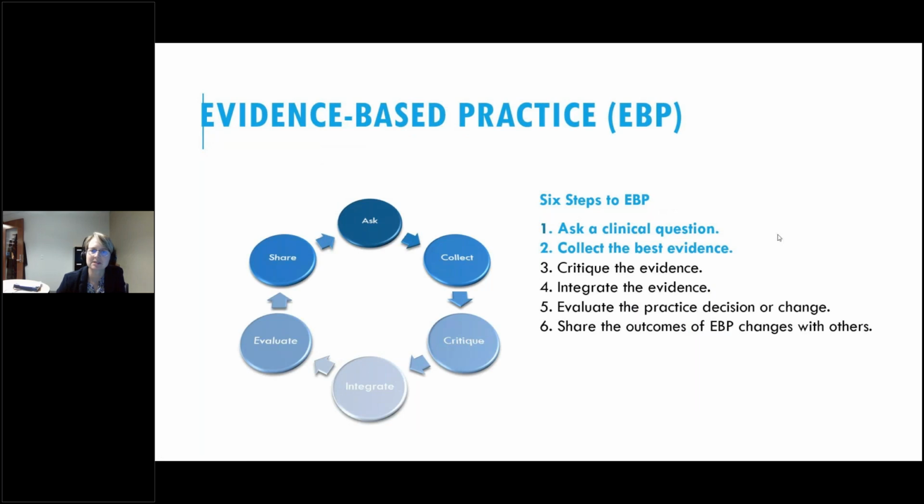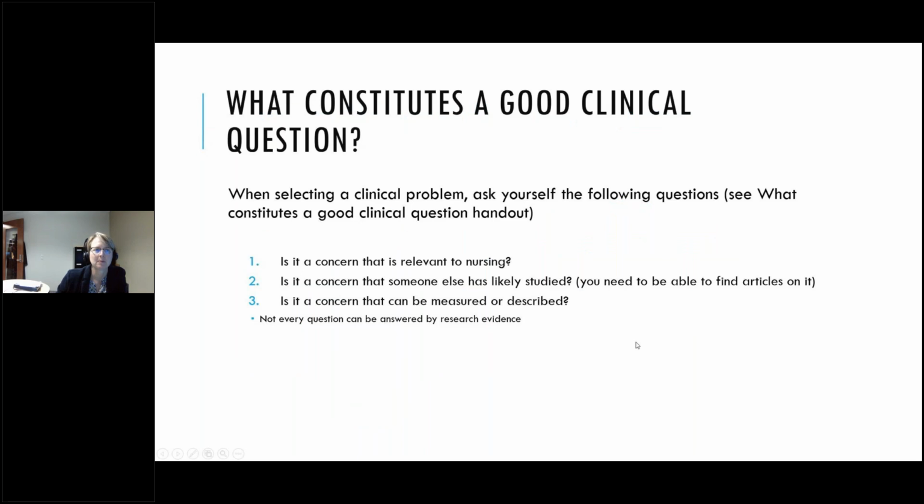So here are the steps. There are 6 steps in the evidence-based practice process. First, you ask a clinical question, then you collect the evidence, then you critique it, you integrate it into your practice, you evaluate it, and you share your outcomes. So we're going to look at the first 2 of these steps.